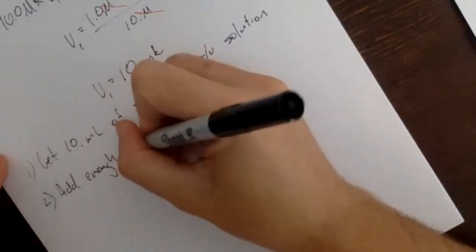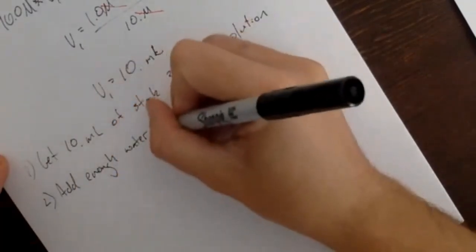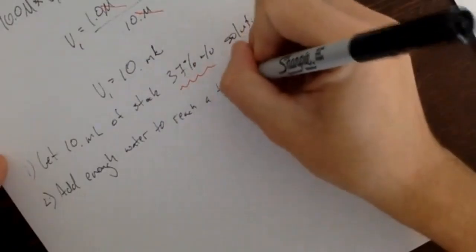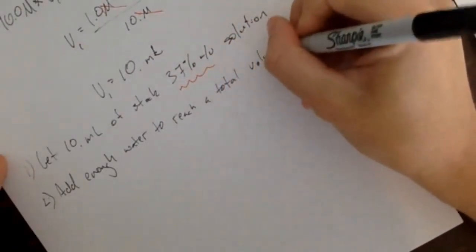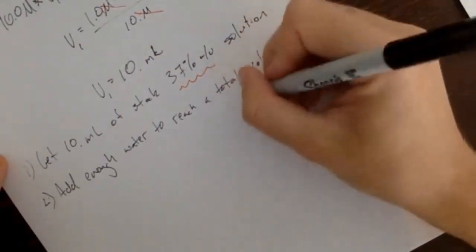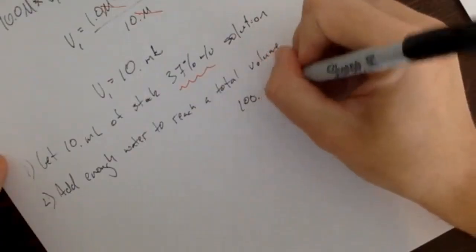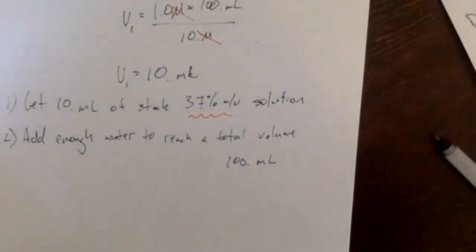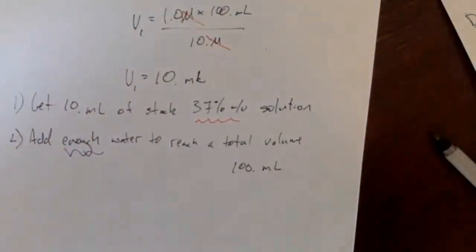So step 2: add enough water to reach a total volume of 100 milliliters. And again, that word, enough. You're not going to add 90 milliliters.